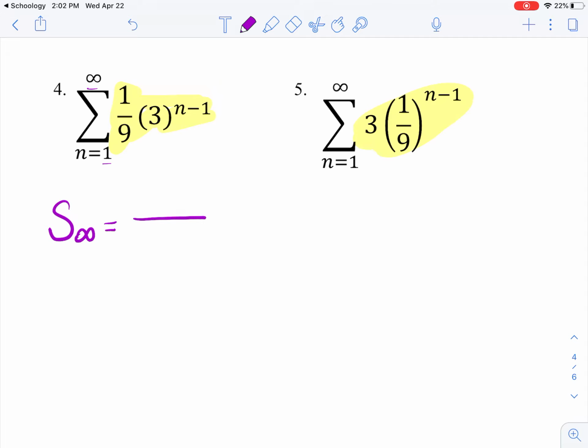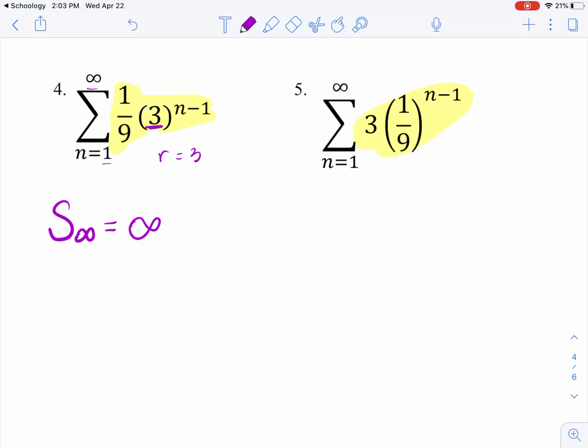Now remember, this formula is the first term, which is a sub 1, divided by 1 minus r. The only way you're using this formula is if r is in between negative 1 and 1. Is r in between negative 1 and 1? No. r is 3. So that means this formula is just going to keep multiplying by 3 forever and add up all those terms. It's practically impossible here. You can't do it. Not practically impossible. It's impossible. That's infinite.